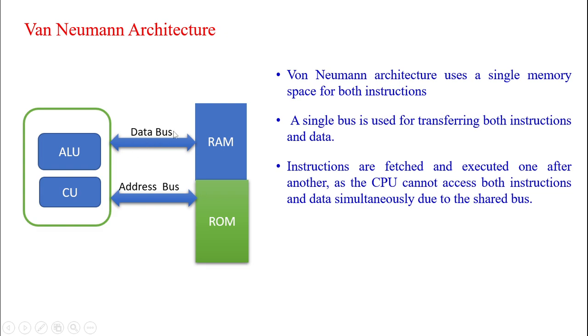Since we're using a single data bus and a single address bus, we cannot fetch data and instructions together. Instead, data will be fetched in one cycle and instructions will be fetched in one more cycle. So data and instructions will be fetched from the memory one after the other, sequentially. Such types of architectures are called Von Neumann architecture. I hope this is clear. Very straightforward definition. So we will have a single memory, one set of data bus and address bus.